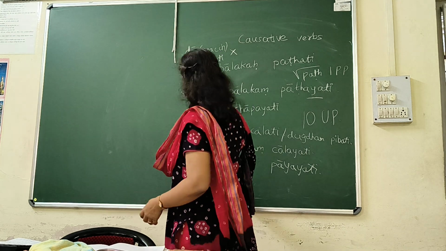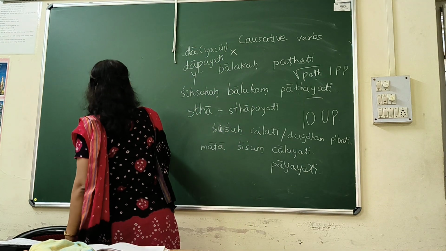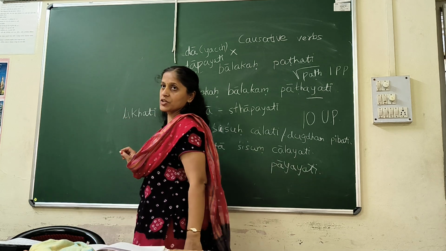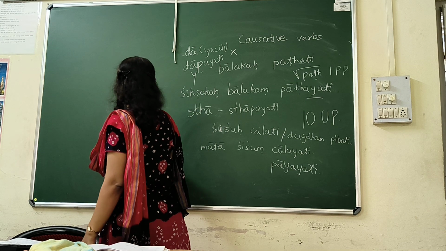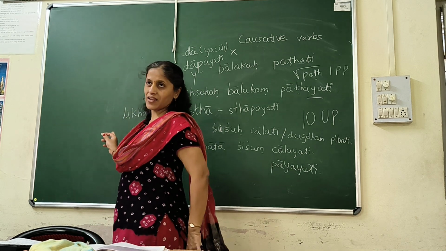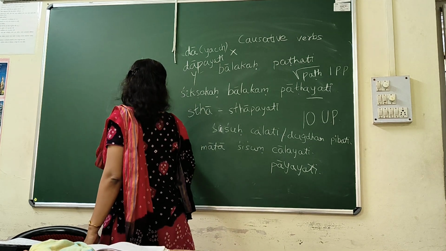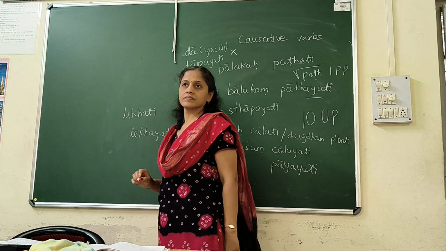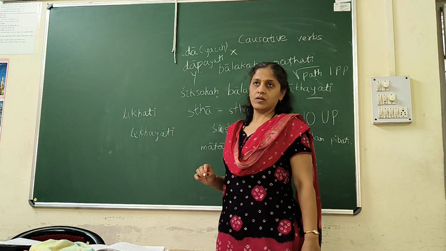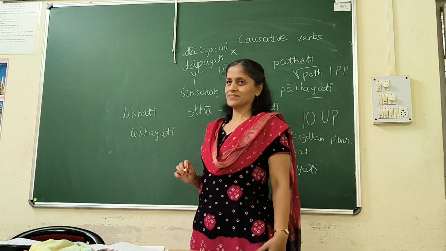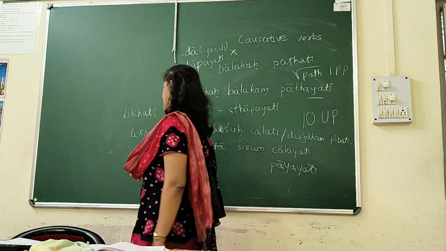Can you see here? Lekhati. Someone writes something on their own, and this E changes to, as I said, A. So lekhayati. Now the U. Muk. U changes to O. Mochayati. U changes to O. Yes.